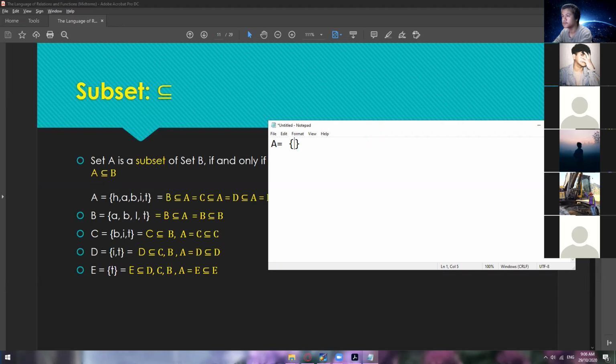Ang gusto nyo example? So 1, 2, 3, 4, 5 na lang yan. And then we have set B, where it contains 3, 4, 5. And then set C is equal to 5, 6, 7. And then D is 1, 2, 3, 4, 5, 6, 7. All right.